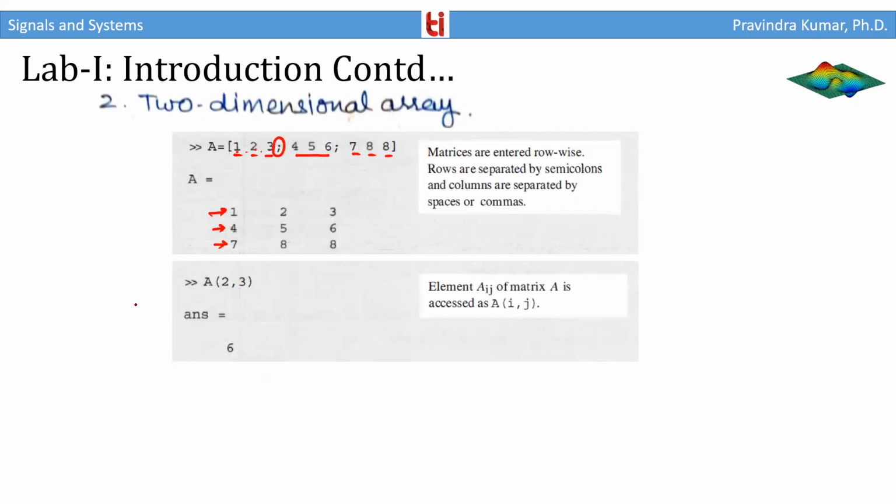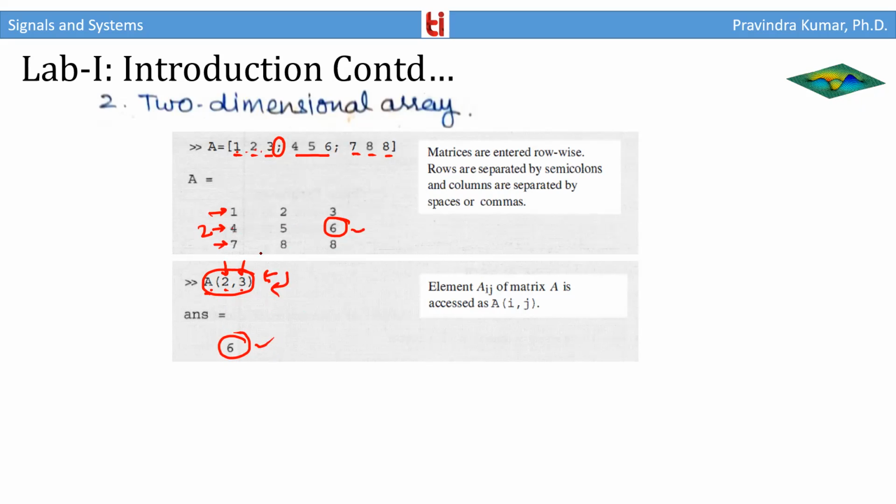Now here, if you write A in bracket 2, 3, this means at these locations, what is the value? In the matrix, second row, third column. This is the second row, and this is the third column. So the value at this location is 6. So this is the location, and you have to find out what is the value. So simply write the location and click enter. So you will get your answer.